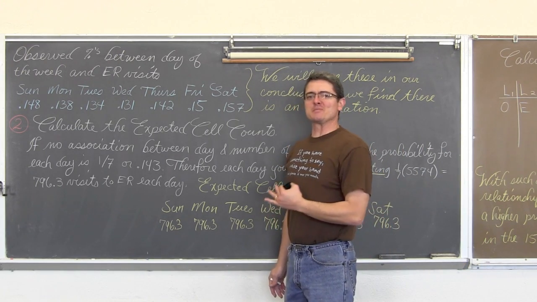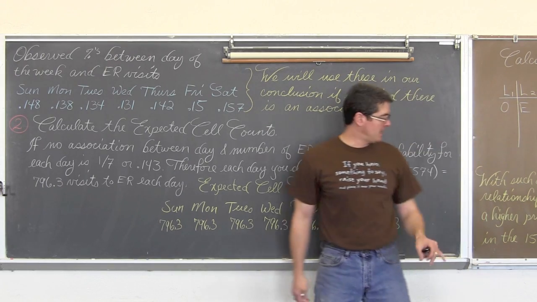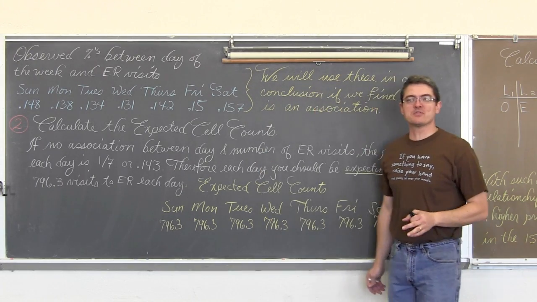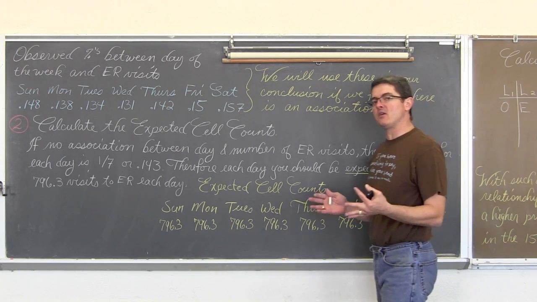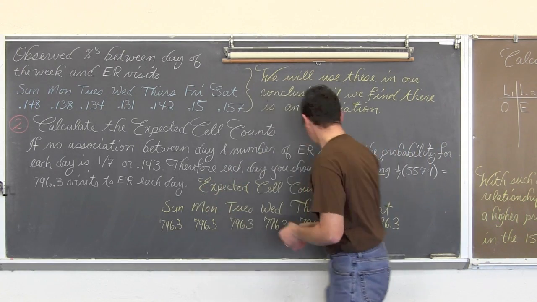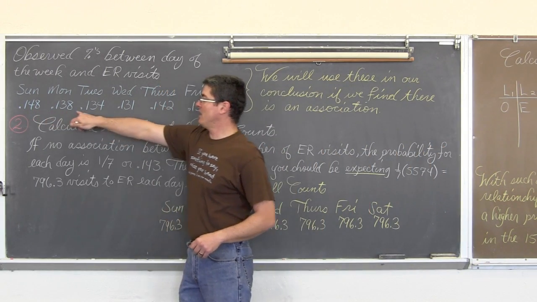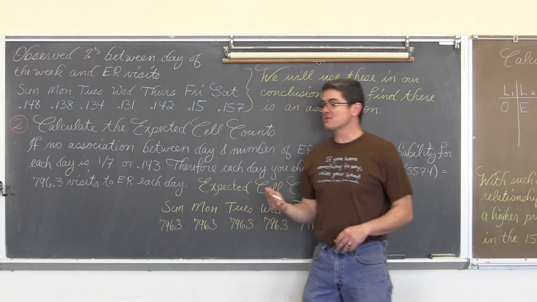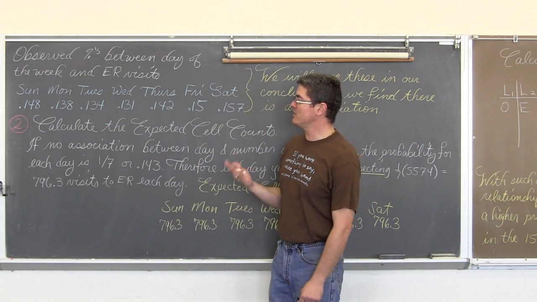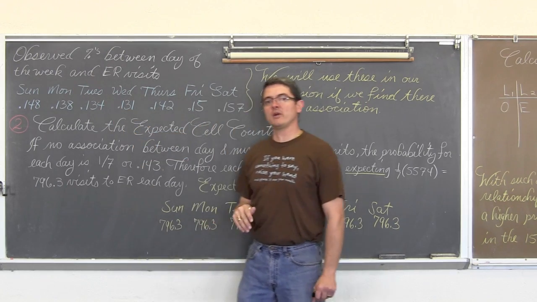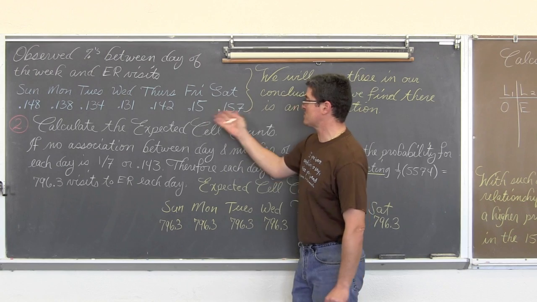Now, if you take all those observed values that I just had in our problem, it came up to be 5,574 observations, or ER visits. So we're going to take each of those count values and divide them by 5,574 to get a percentage of visits. So on Saturday we had 14.8% of all visits to the ER. Monday representing 13.8% of all the visits, Tuesday 13.4%, Wednesday 13.1%, and so on.